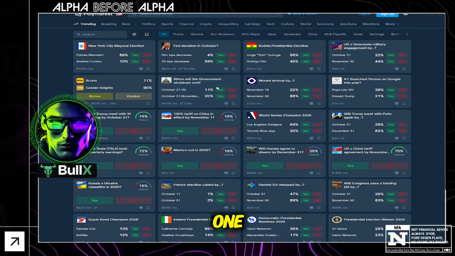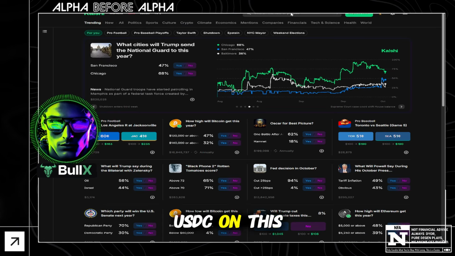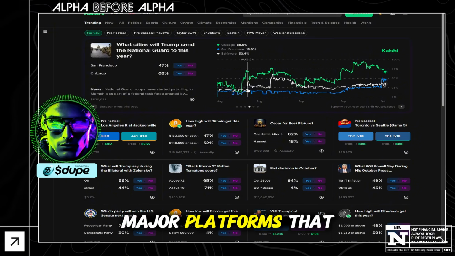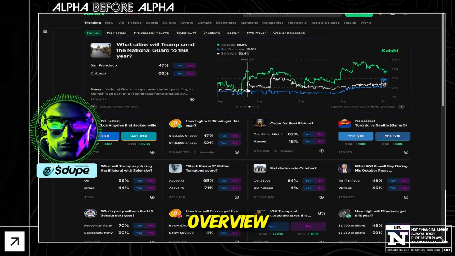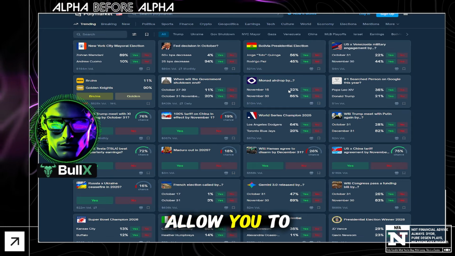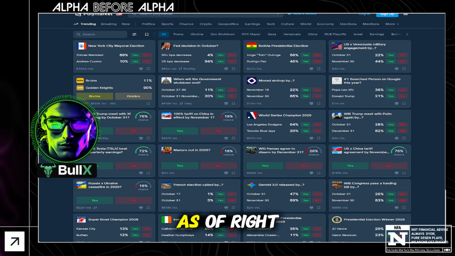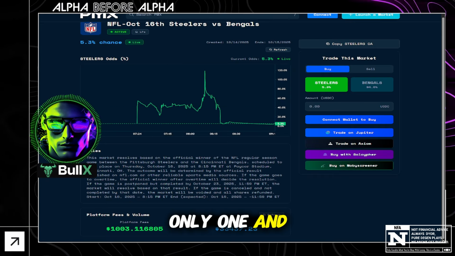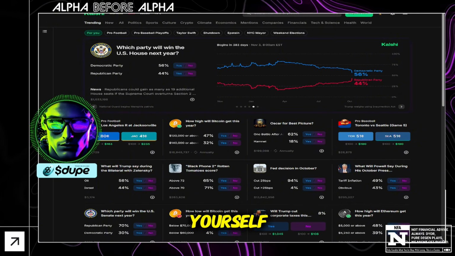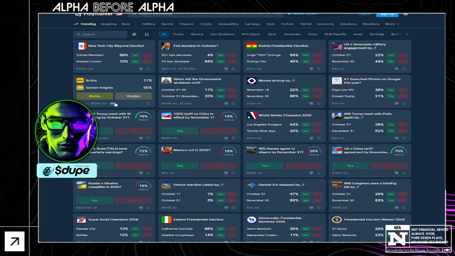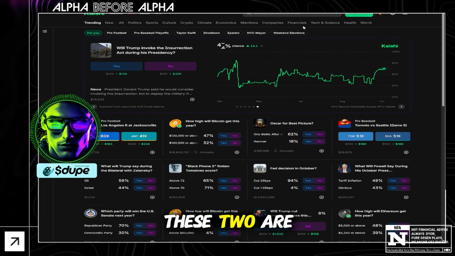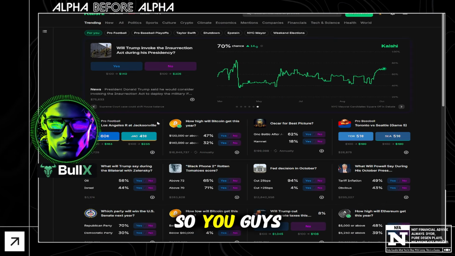And mostly on this one, you're just trading with USDC. On this one, you're trading with USDC as well. So that's pretty much the gist of all three major platforms that allow you to trade. That's an overview. You could decide which one you want to trade with, but eventually all three of them will allow you to connect your crypto wallet very, very soon. As of right now, this one and these two are the only ones that allow you to do that. But on this one, you have to KYC yourself. On this one, you don't have to KYC yourself, but you input your information. But this one's not available in the U.S. These two are available worldwide. So you guys should be good to trade.